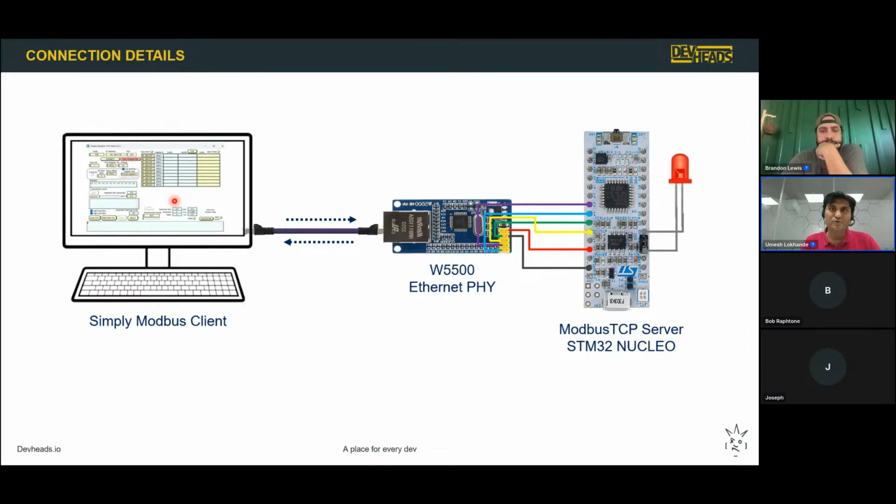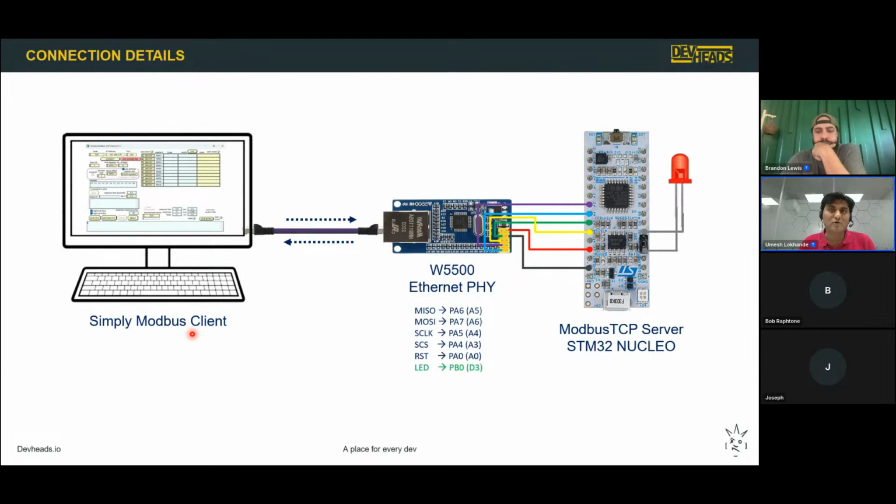I will show you everything in more detail, but this is what we want to set up as a hardware setup. On the hardware side, we have this W5500 Ethernet chip with a module connected to the Nucleo board. And then on the software side, we will be using this Modbus TCP client, Simply Modbus, right?